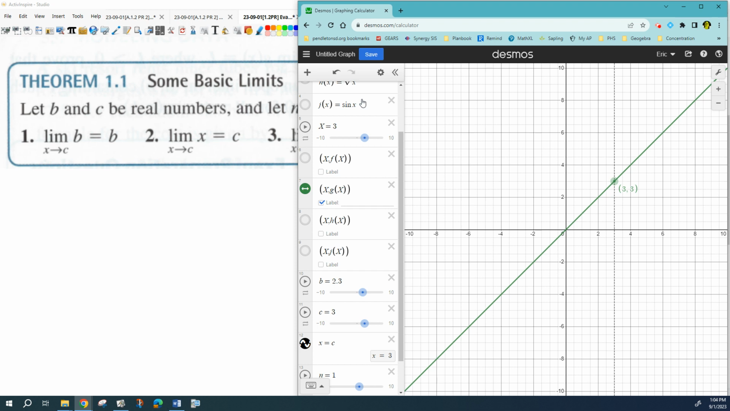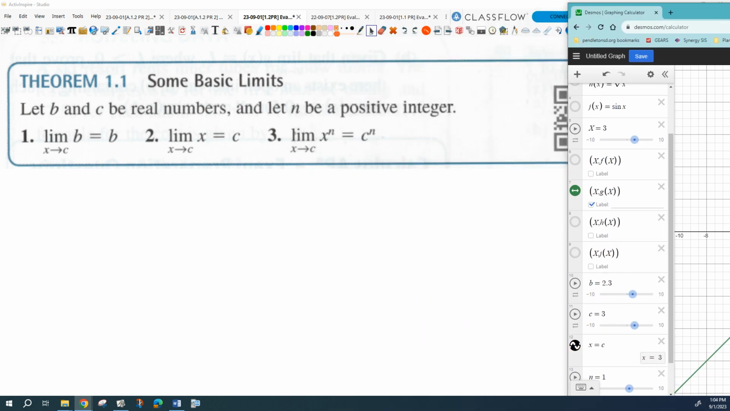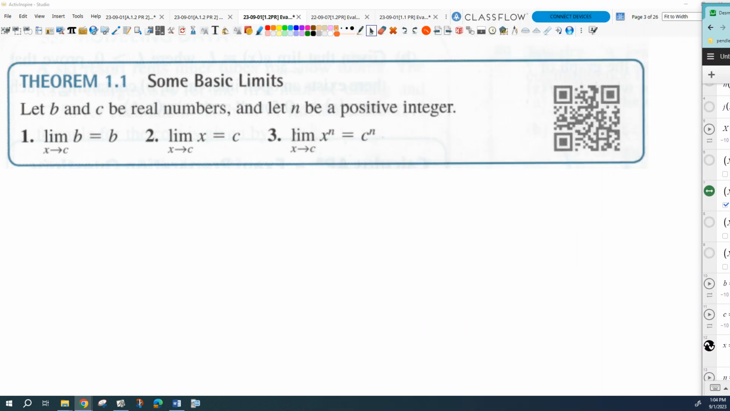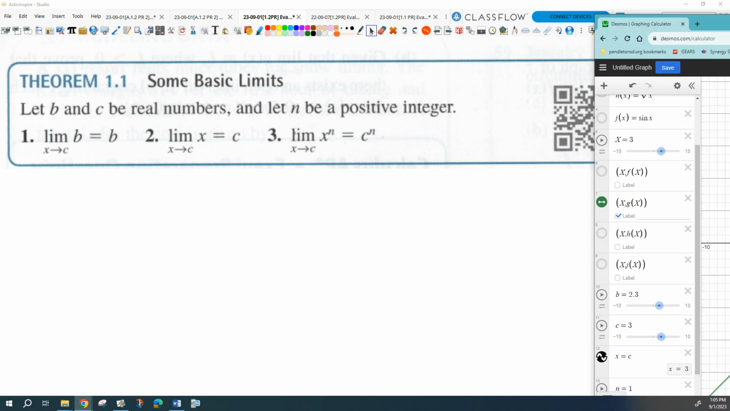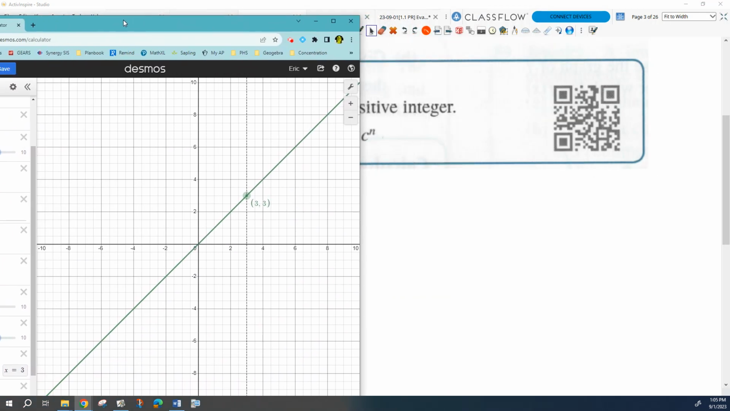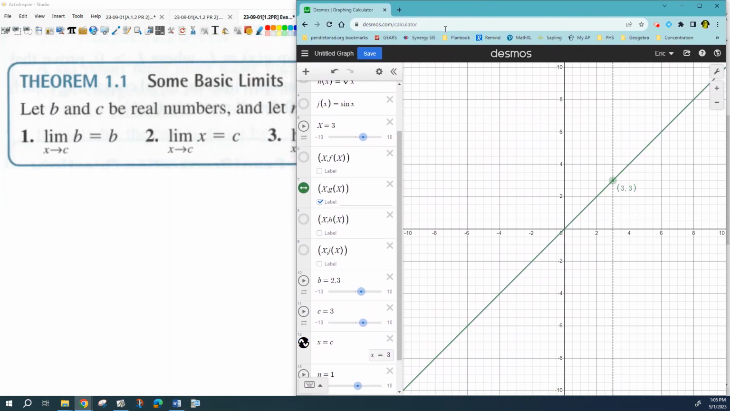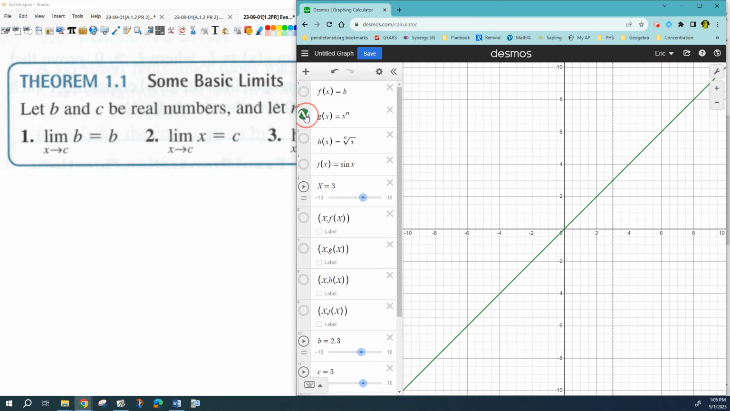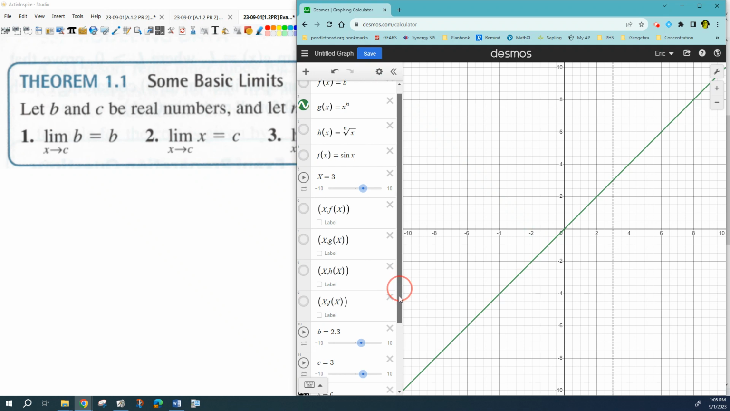Okay. Well, what if we took the third possibility? What if we took the limit of x to the n as x approaches c? Well, again, x to the n, we can look at the graph. Where can I do this? Well, I guess we'll have to do it right there. x to the n is going to be another function guaranteed to work. This time I'm just going to make it x squared. How about that?